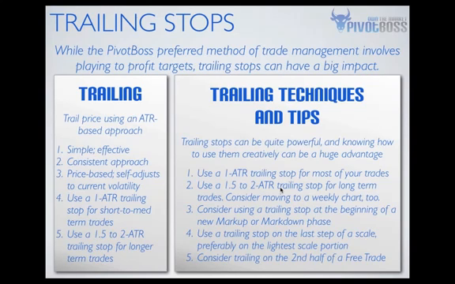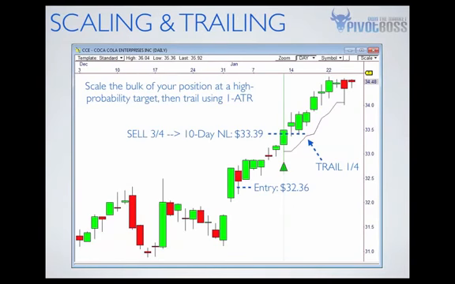And whatever happens will either be zero money or you make money. There's no losing money. Let's look at some examples here. For scaling and trailing, here's a 2-part scale.